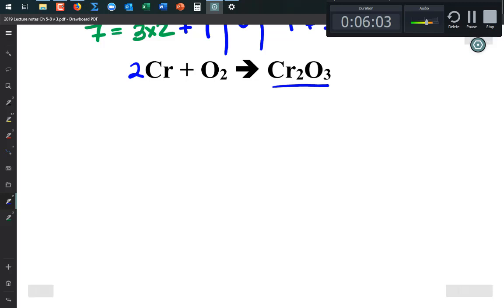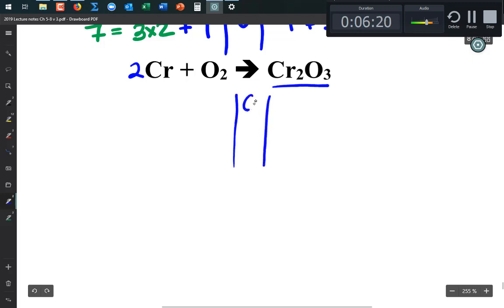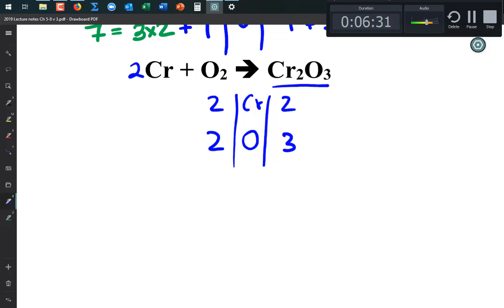And so this one you can see maybe right away. I have O2, but I need three. So what do I multiply the O2 by? Right. See what I'm saying here? I have this right now. There's only two of them, Cr and O. I have two and two. I have three and two. How do I get three out of two?